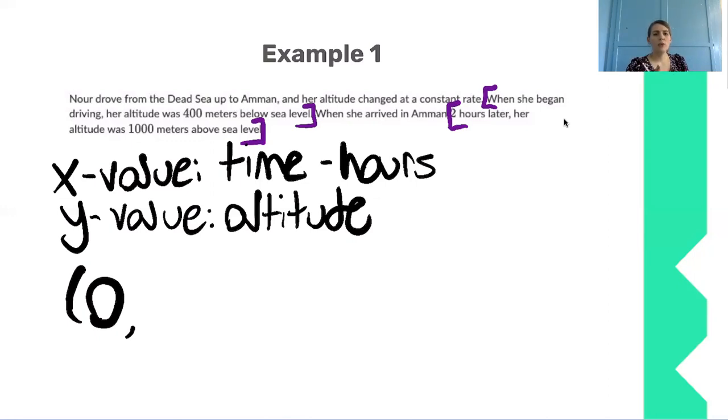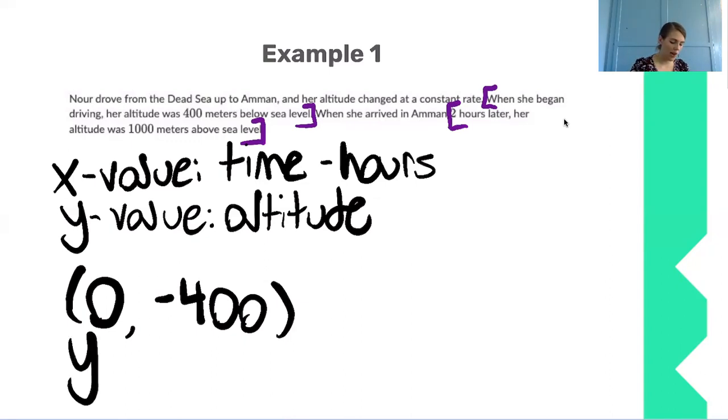At X value 0, her altitude was 400 meters below sea level. So at a time of 0, her altitude was -400. When you see a point that is 0, -400, that is your y-intercept, where your X value is 0.